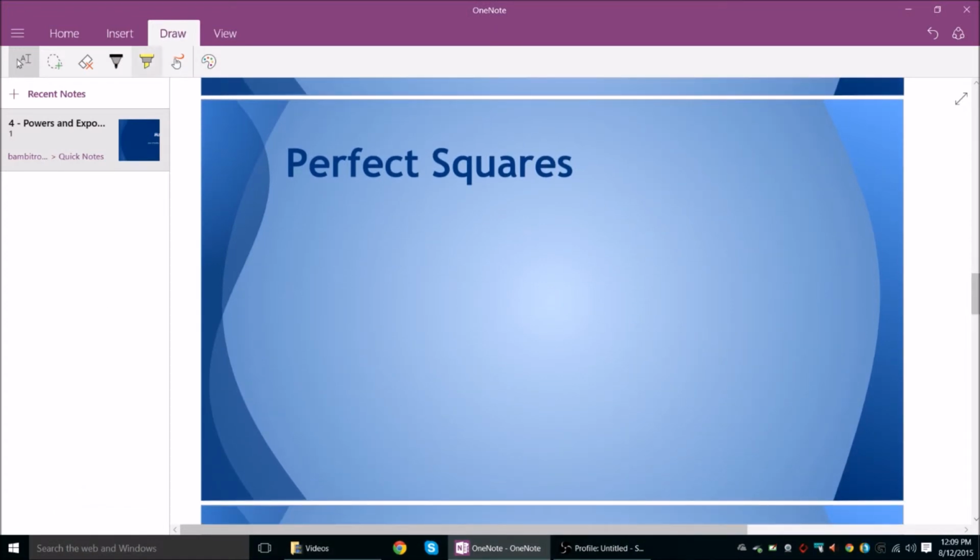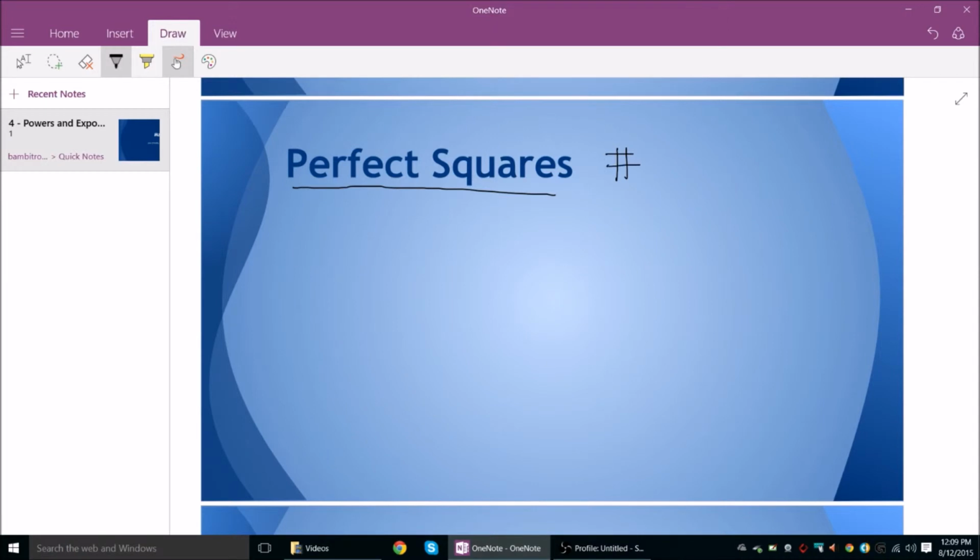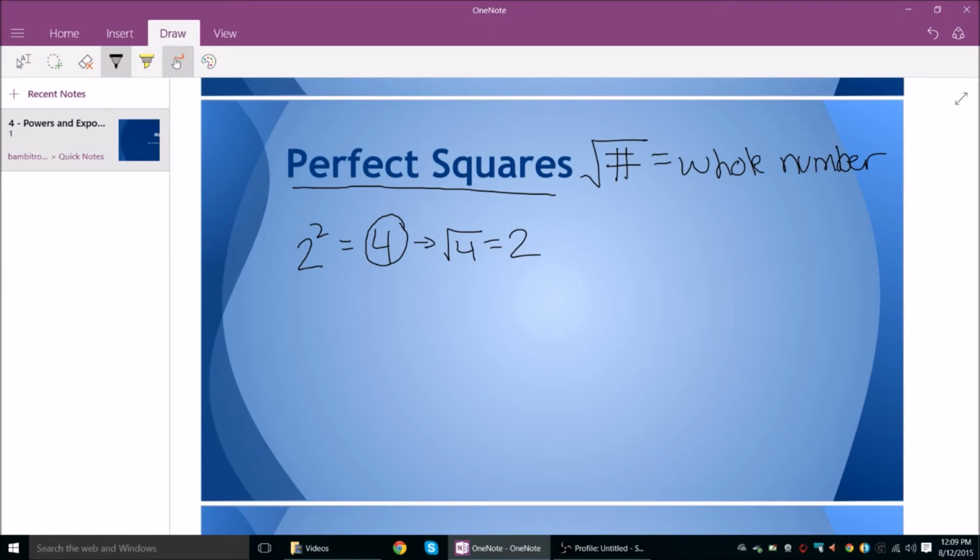The next topic I wanted to address, it started typing, it wasn't supposed to, is perfect squares. Perfect squares is a term you hear, and it means any number that I can take the square root of, and I'm going to get a whole number answer. So for example, I know that 2 squared equals 4. This makes 4 a perfect square because the square root of 4 is 2, and I get a whole number answer. We could do this from 1 squared, that gives us 1, so 1 is also a perfect square.